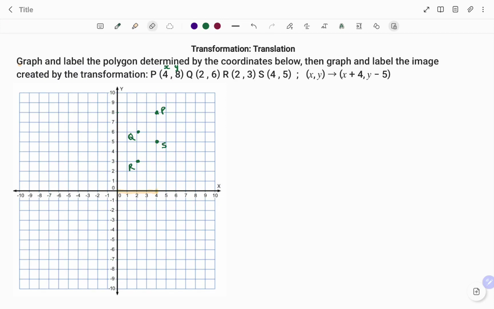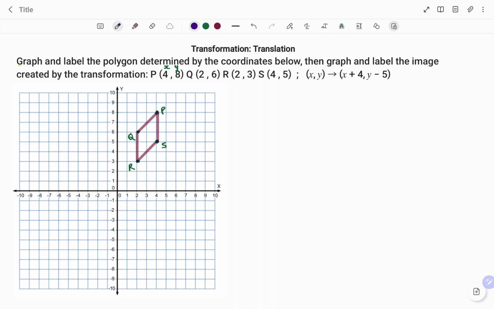Therefore, the next step, I'm going to join to form my polygon. That's joining PQ, QR, RS, and PS. I've been able to draw out my original polygon with the coordinates P, Q, R, and S.